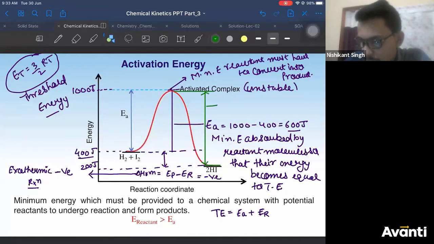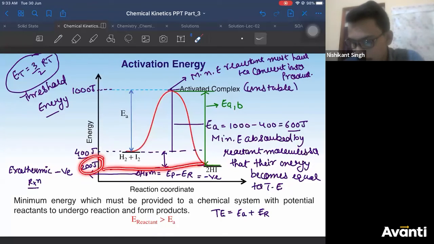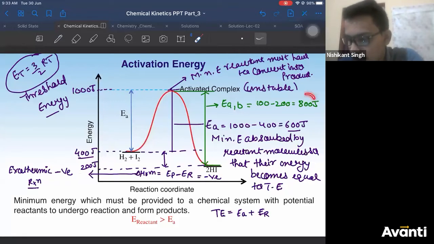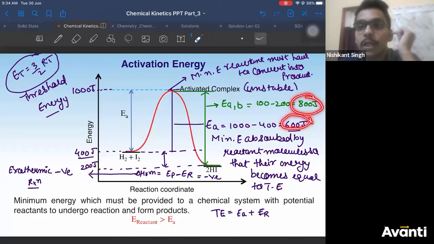Right? So this is your activation energy for backward direction. Correct? Now, what will be the activation energy for backward direction? 200 joule is the energy now. How much should it become? 1000 joule. So what is your activation energy for backward reaction? 1000 minus 200. That means how much? 800 joule. So you can observe here, the activation energy of backward reaction is 800 joule.